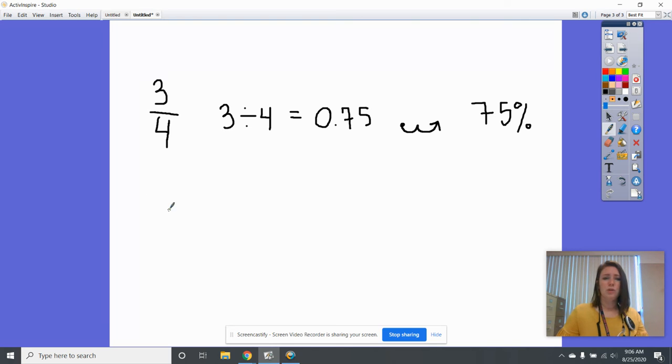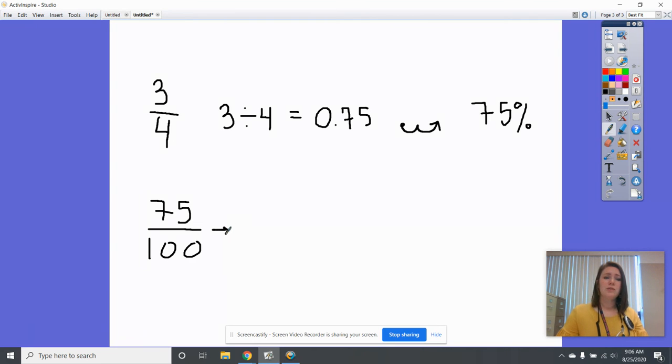So what we're going to do is we take this 75%, and because 75 has 2 digits in it, we're going to put it over 100, which means there are 2 zeros. So there were, sorry, not 2 decimals, but 2 digits in 75. So there's 2 zeros underneath. So that's 100. And now we're just going to simplify the fraction.